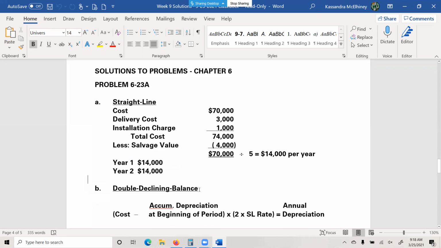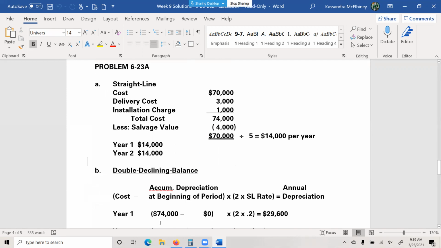So part B, double declining balance, a little bit more complicated than straight line. The basic formula, the solution did give us right here. It is that our asset cost minus our accumulated depreciation at the beginning of the period times 2 times the straight line rate. Here it's expressed as a decimal rather than as a fraction, but as a fraction, your straight line rate would be 1 over 5 years. So the double rate could be expressed as 2 over the number of years of useful life.